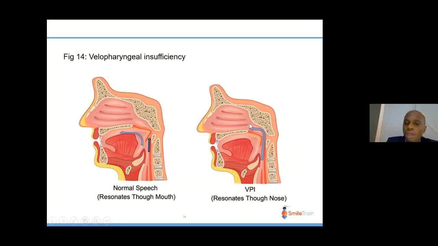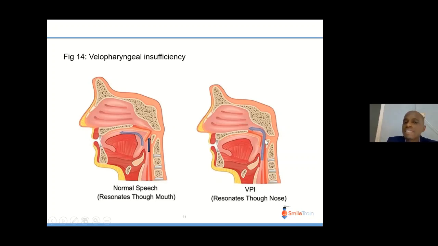But this second one is a patient with VPI, velopharyngeal insufficiency or incompetence. There's a separation between the soft palate and the pharyngeal wall. So whenever the patient wants to make sound, there's air escape from the mouth into the nose. So the speech is hypernasal for this patient.